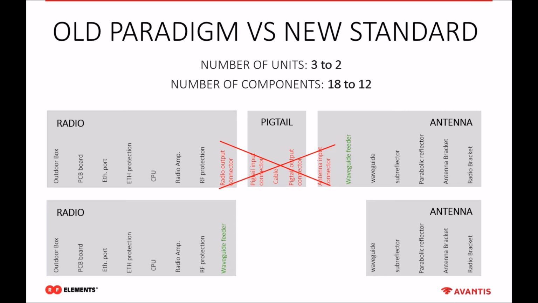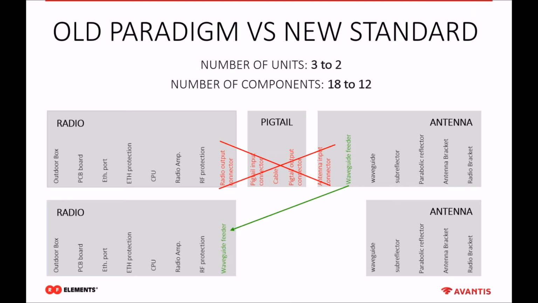So to summarize, we reduce the number of units by 1, from 3 to 2, and also the number of components. This means that we reduce the points of failure, so things that can fail. The twist port adapter, as I mentioned, is our proprietary patent-pending connector.